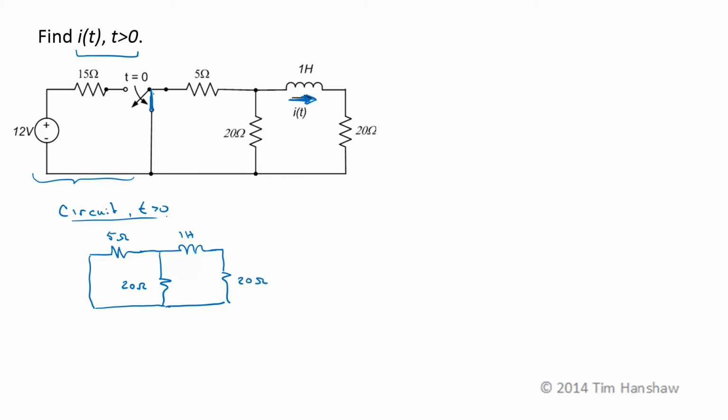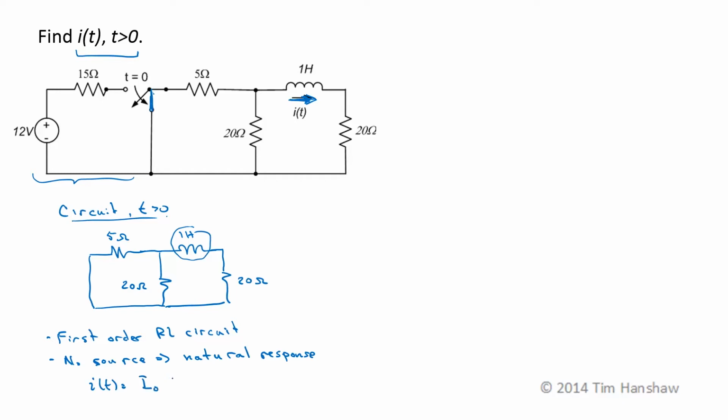Okay, we have one energy storage element. It's an inductor and some resistors, so this is a first order RL circuit. There's no source connected, so that means this is going to be a natural response. So for the natural response of a first order circuit, the form of the solution, i of t, is going to be some initial condition I0 e to the minus t over tau.